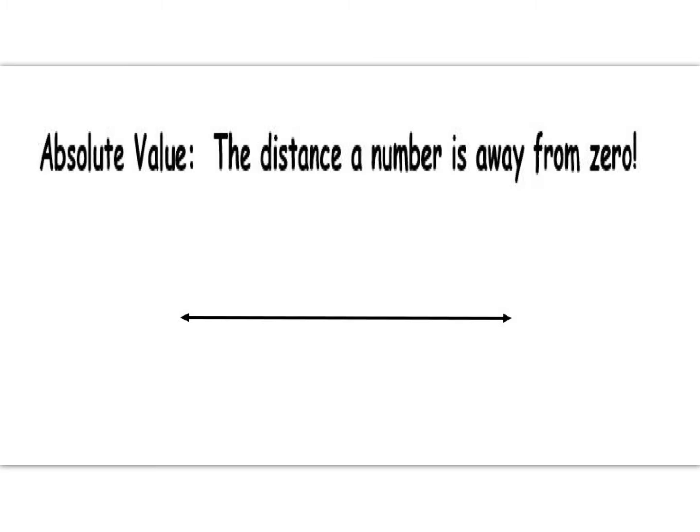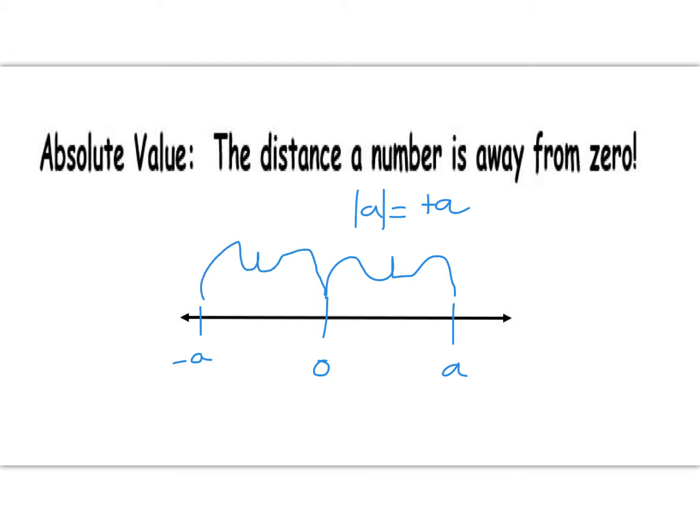All right, absolute value is basically the distance a number is away from zero, okay? So here's 0, and here's A. Most people know that this is considered the absolute value of A, which is going to be a positive result. But say I go to the other side and say negative A. A lot of students will say, well, gee, then that distance is also negative A.